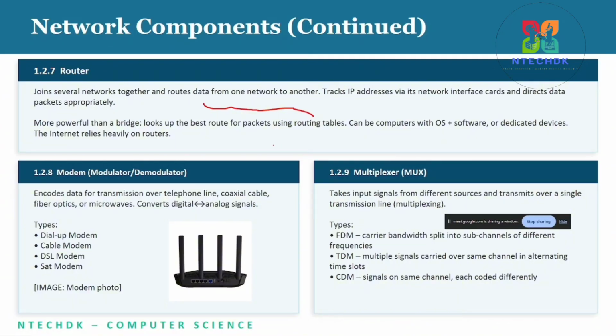This is the last thing we'll do. We'll look at a router. What's special about a router? A router is a very special kind of device, right? So what is its job? What is its role? To join several networks together and route data from one network to another. It tracks IP addresses via its network interface card and directs data packets appropriately. So that's what a router does. Its job is simply to receive data packets and route them to the appropriate destination.